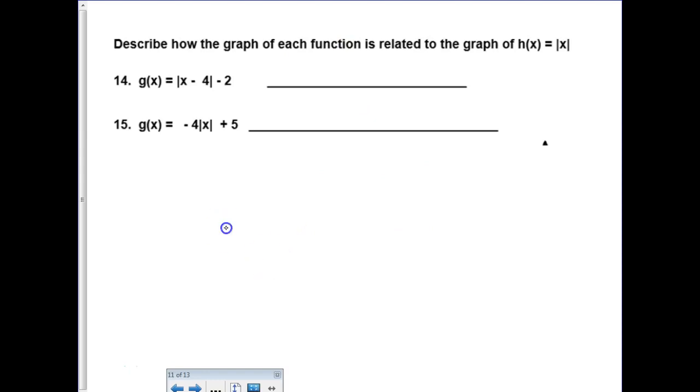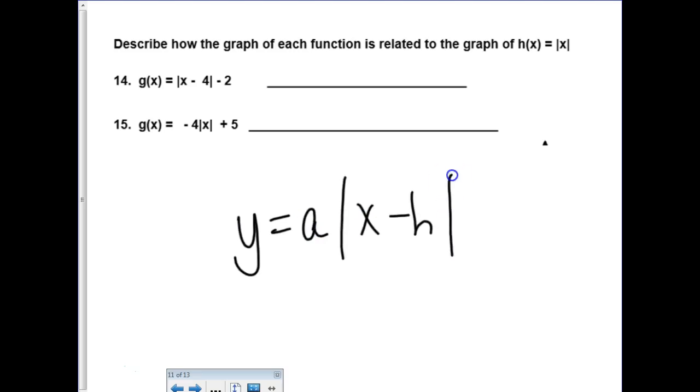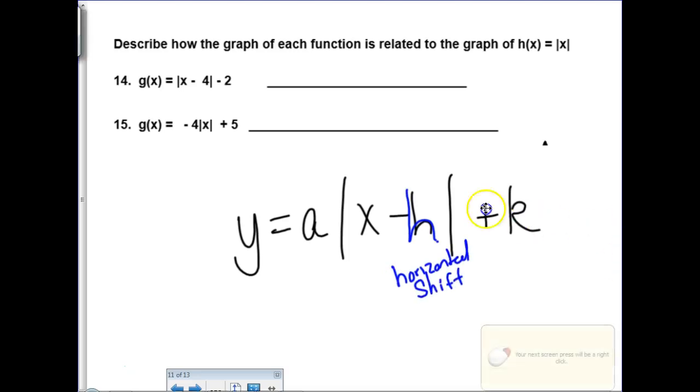All right, this is new stuff, absolute value graph. Remember, your absolute value function is y equals a times the absolute value of x minus h, plus k. The h is your horizontal shift, so that means right and left. The k value is your vertical shift.